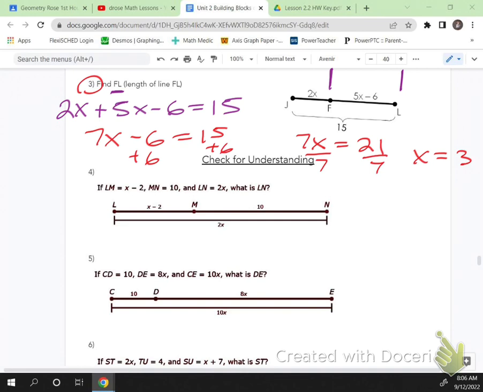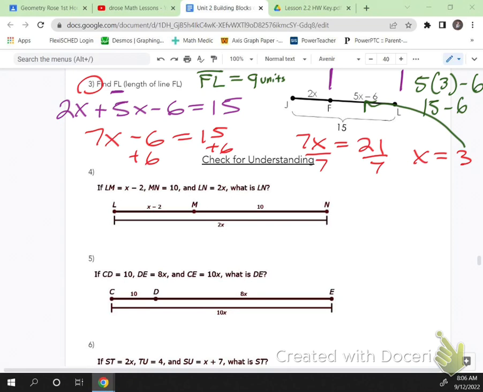Tell us. Plug 3 into the equation for FL. Yeah, let's plug in 3 for the expression for FL so we can tell that length. We have to know what the length is. So now I'm going to replace x with 3 because I know what it is. 15 minus 6, we get that FL, segment FL, is 9 units long. We'll label it with units because it wasn't labeled with anything else. Questions about that?